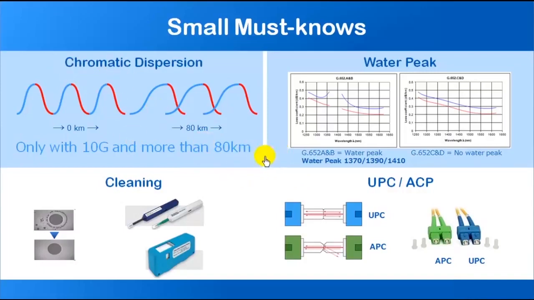Another important thing to know is that you got older fiber types, that's the G652A and B, which have something called the water peak. The water peak is a phenomenon where the attenuation is so high that no light can pass through. Waves 1370, 1390 and 1410 are affected by this, but 95% of the fiber in the world nowadays is C and D, which don't have the water peak.